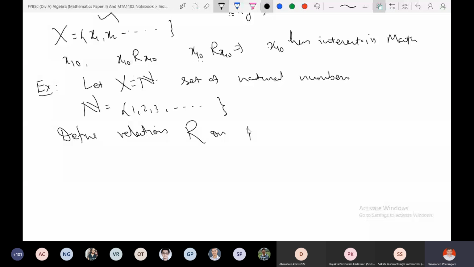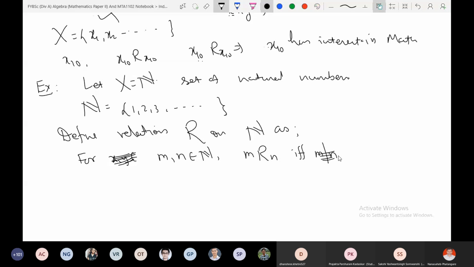Now I am going to define a relation R on N. For M and N belonging to N, M is related to N with respect to this relation if and only if M divides N. So if M divides N, then I will say that these two elements are related. For example, 1 divides 2, therefore 1 is related to 2. Correct? Am I right?